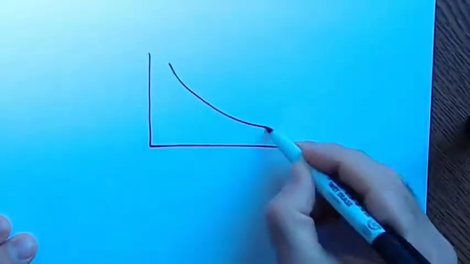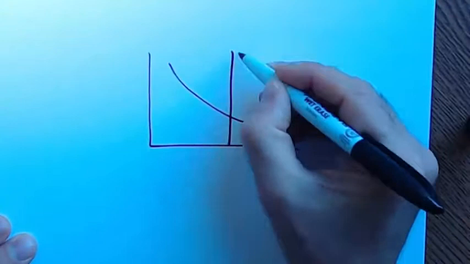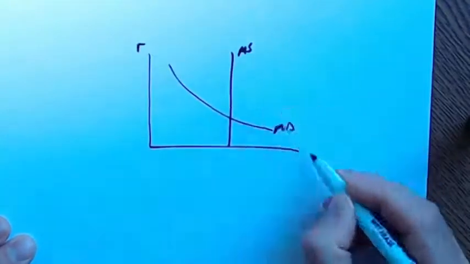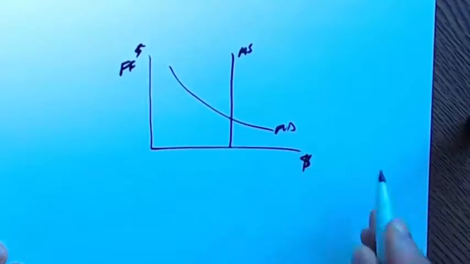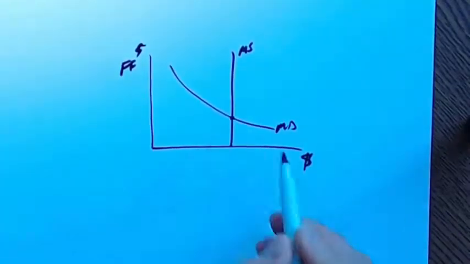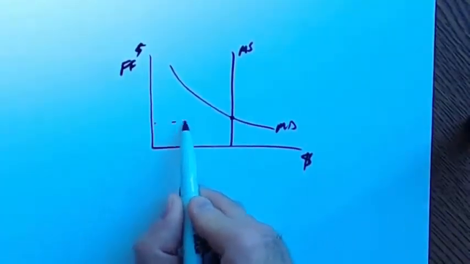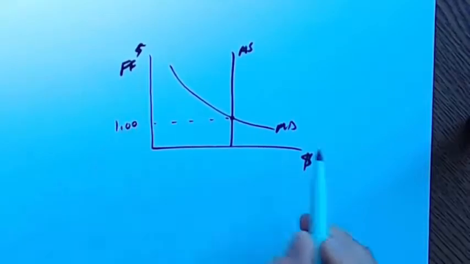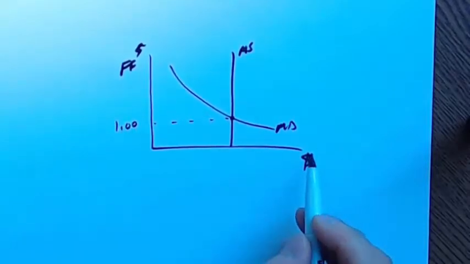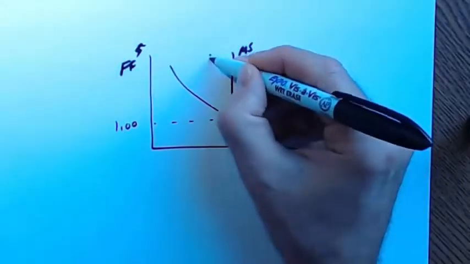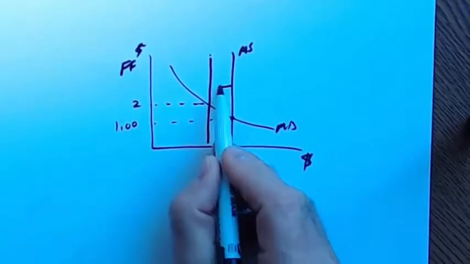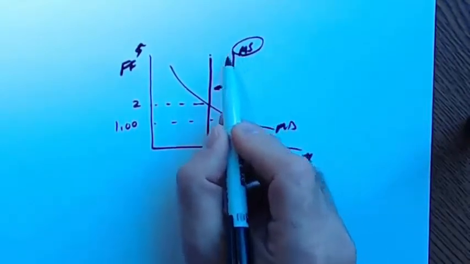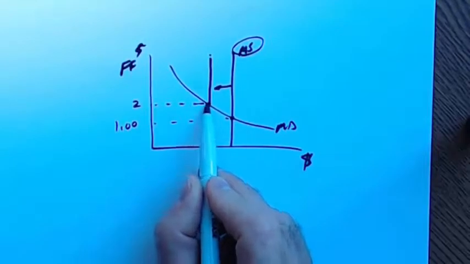So we have money demand and we have money supply. And let's call this Fed funds, and this is quantity of money. Let's say we're right here. Right now, we have an interest rate of 1%. And the Fed says, look, we want to raise interest rates, and they have a target of 2%. They're going to have to shift that money supply curve back to the left to hit their target.